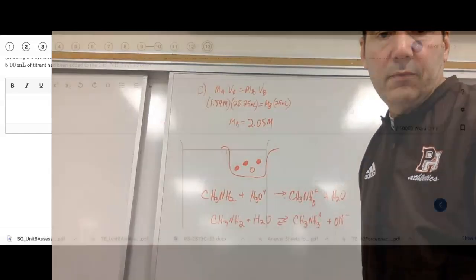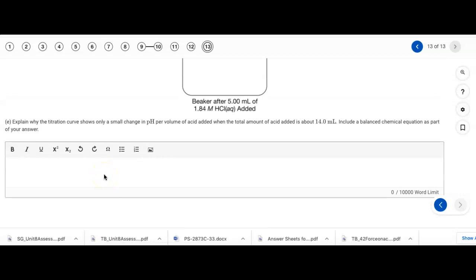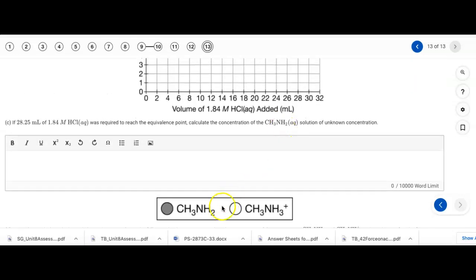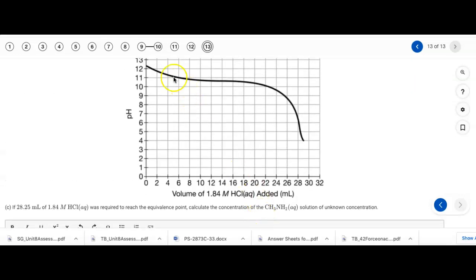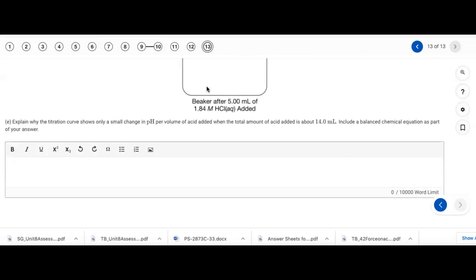And finally, explain why the titration curve shows only a small change in pH per volume of acid added when the total amount of acid added is about 14 milliliters. And include a chemical equation as part of your answer. All right, so we have to remember that we were talking about an acid and its conjugate base, especially all through here, right? So it's buffering. So what does that mean? All right, let me shift screens again.